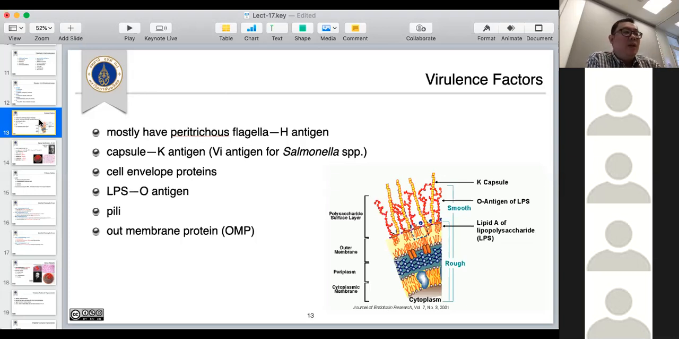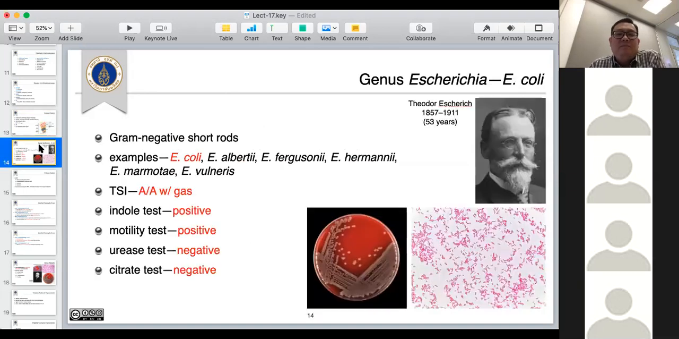Okay, bacteria in this family, they are named by human names. They are named by the discoverer, the scientist who discovered or the doctor who discovered the bacteria, or named by humans to honor him, something like that. Let's start from genus Escherichia. Named by Theodore Escherich. So this guy.